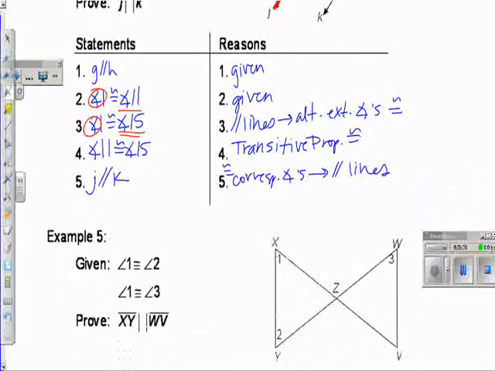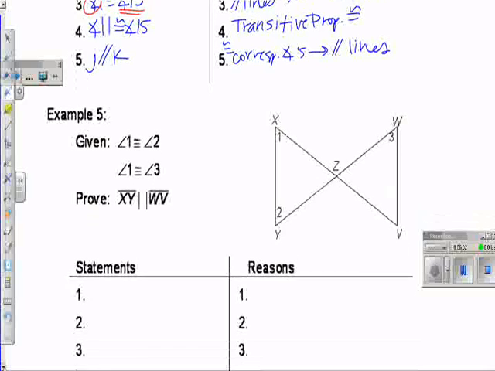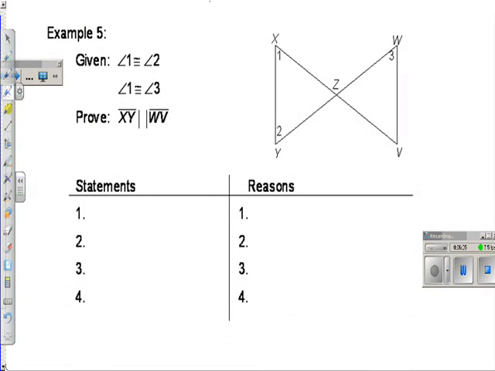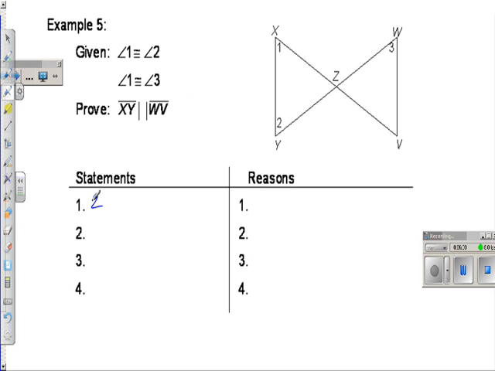From here, for the very last example, you were given that angle 1 is congruent to angle 2 by given. So I'm going to mark my picture. Angle 1 is congruent to angle 2. That doesn't tell us anything. We also know that angle 1 is congruent to angle 3 by given, so I'm going to mark that one. We're supposed to prove that XY is parallel to WV.